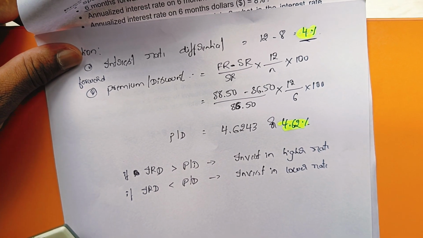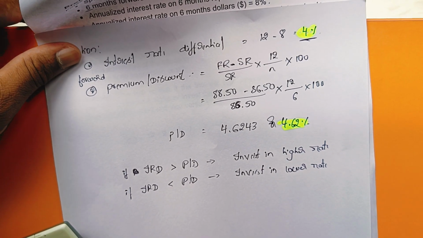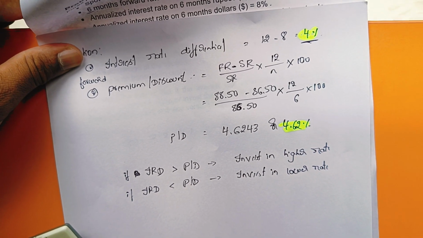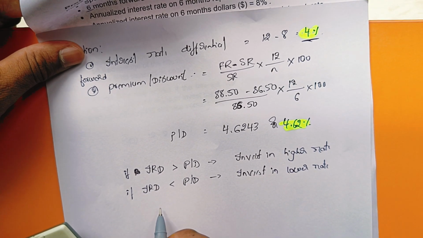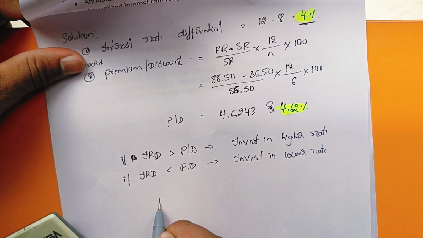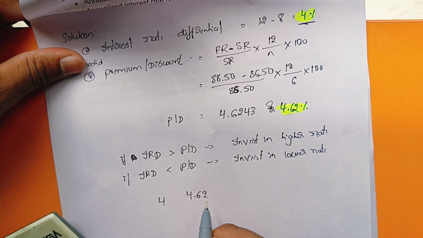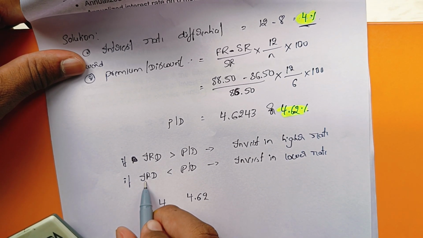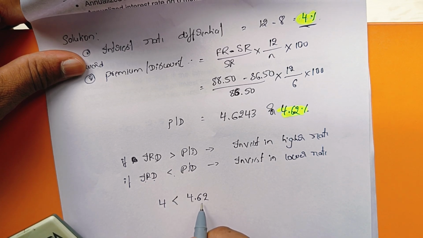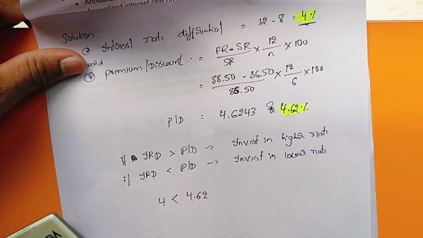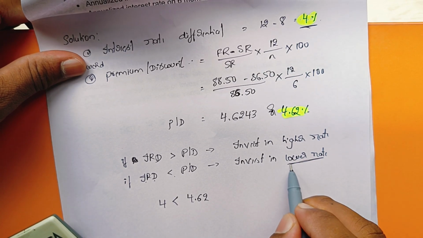Now what is your conclusion? The conclusion will be: interest rate differential is 4 and premium or discount is 4.62, which is greater. Here the interest rate differential is lesser than premium or discount. Premium or discount is more. Then what do we need to do? We need to invest in the lower rate of interest.